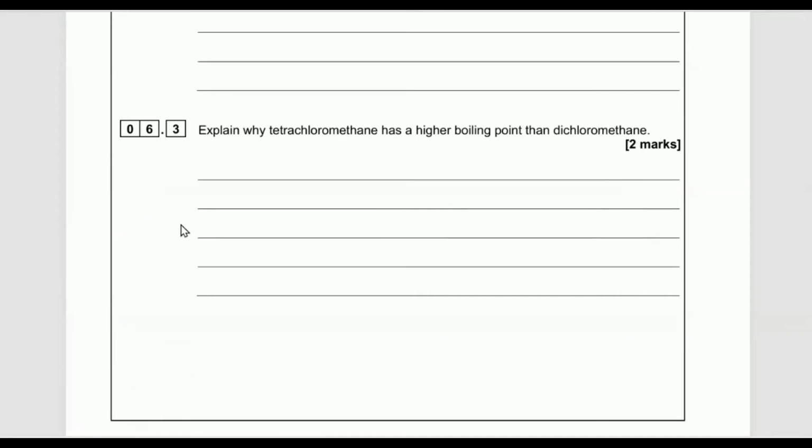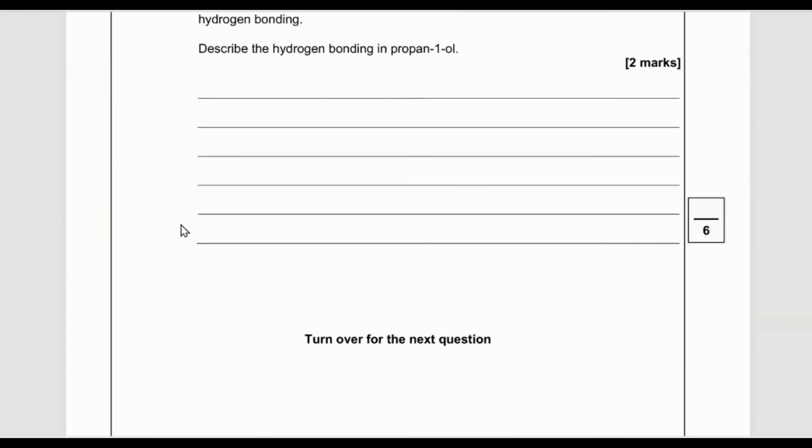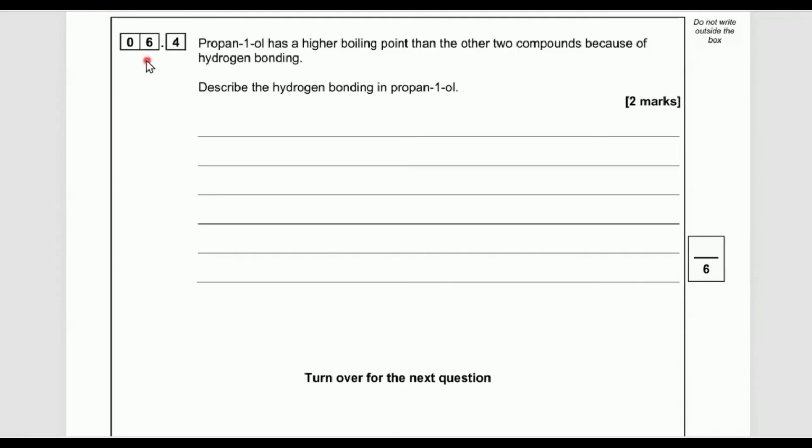Okay, cool. So now we're going to move on to 6.4. This is the last part of the question. Let's just get this into focus. 6.4. Propan-1-ol has a higher boiling point than the other two compounds because of hydrogen bonding. Describe hydrogen bonding in propan-1-ol.